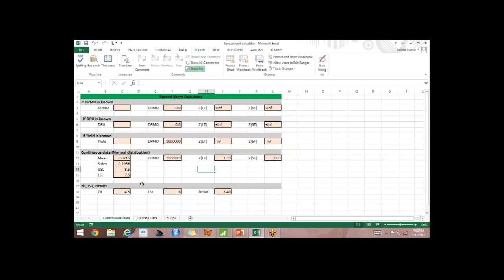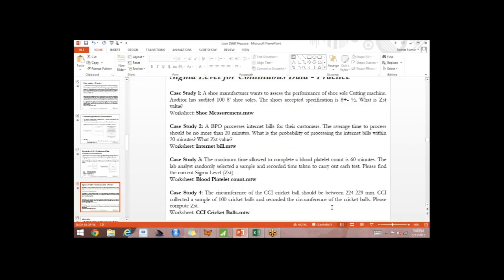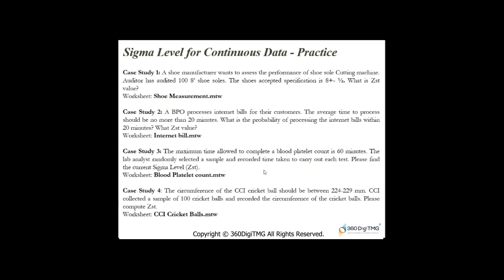Now, once I key in these values, I get my Z values. Z long term is 1.33. If I add 1.5 to this, I would get Z short term, which is 2.85. Right? So let us go back to the PowerPoint presentation.